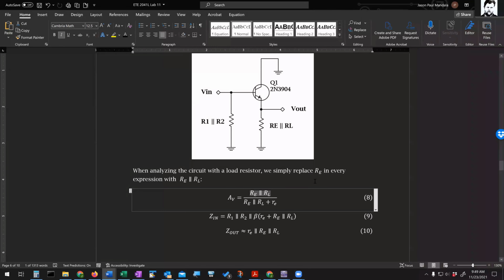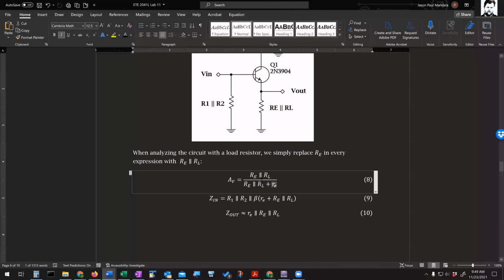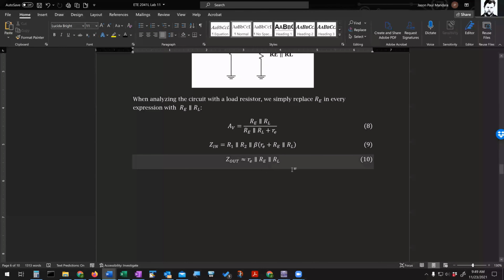So that won't change the overall gain too much, because little re is still probably going to be quite a bit smaller than the parallel combination of those two. So it depends on what the value of RL is, of course, but in most cases, this is going to be pretty close to 1 still. Input impedance wouldn't change too much, but instead of just RE, you'd have RE parallel RL, and output impedance the same. That's not going to really change much because little re is going to dominate everything there.